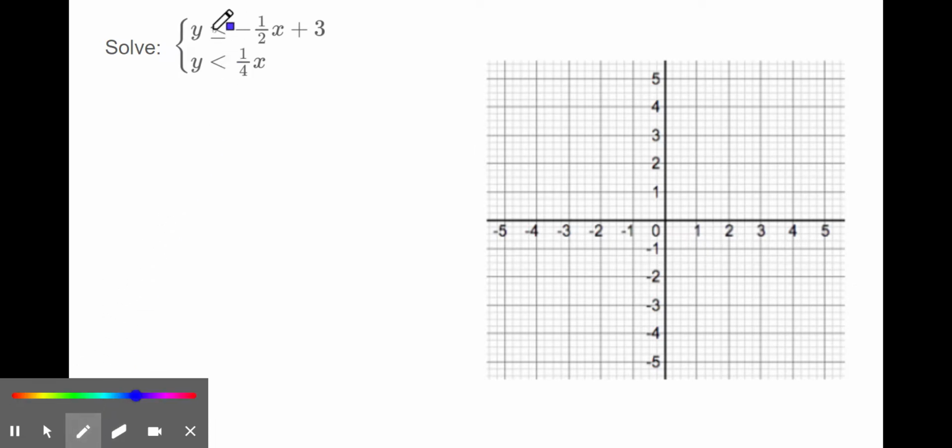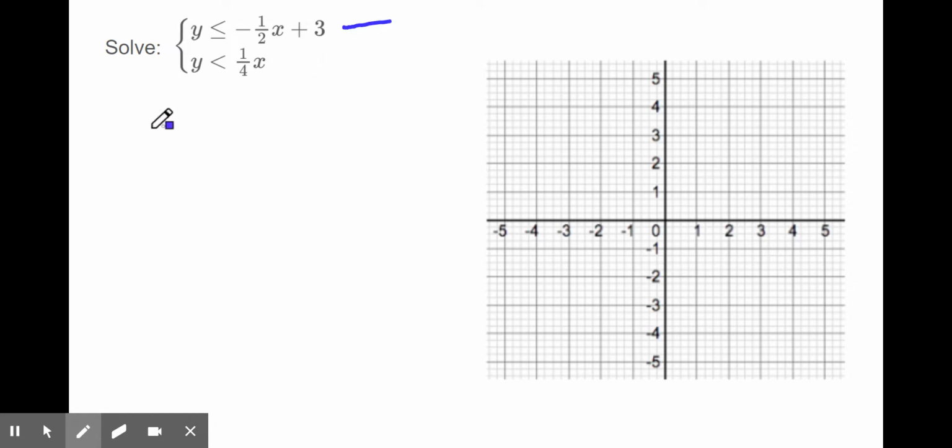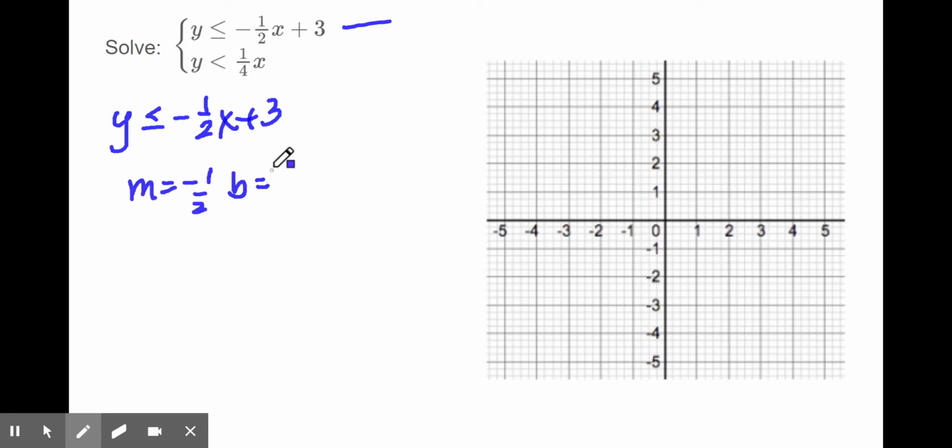I want you to graph y is less than or equal to negative 1/2 x plus 3. So we'll do that in blue. So my slope is going to be negative 1/2, and my y-intercept is going to be 3. So I'm going to start by going up 3, making a point. Now from here, I'm going to go down 1 and 2 to the right. Down 1, 2 to the right. Or I could go up 1, 2 to the left.